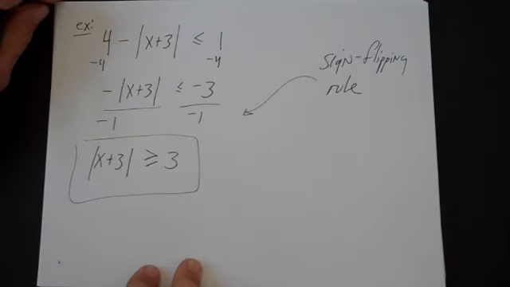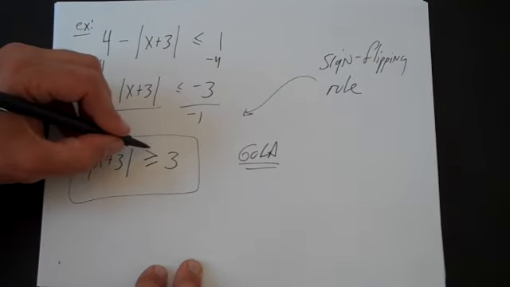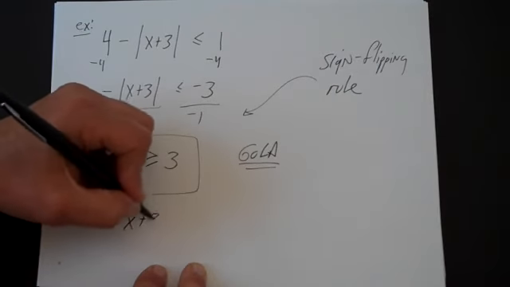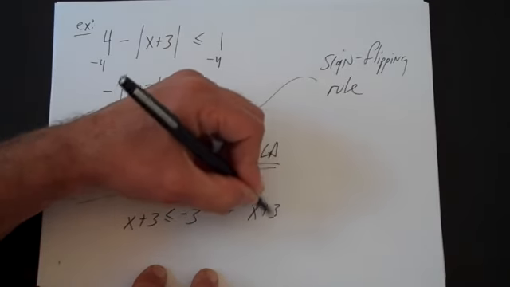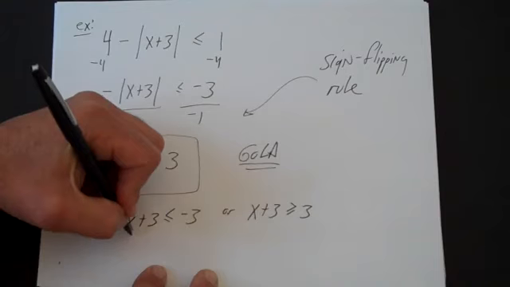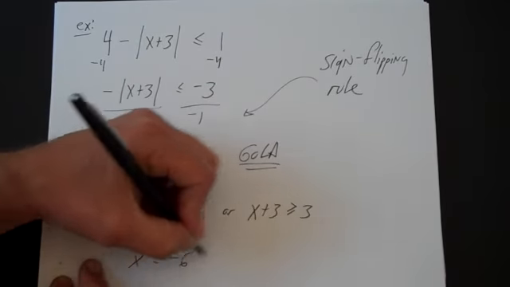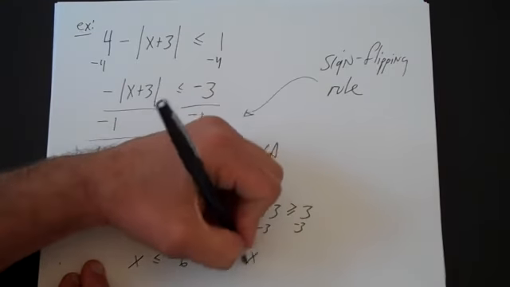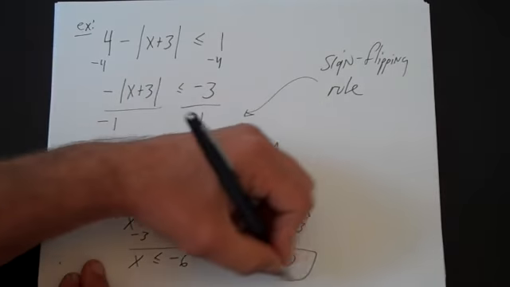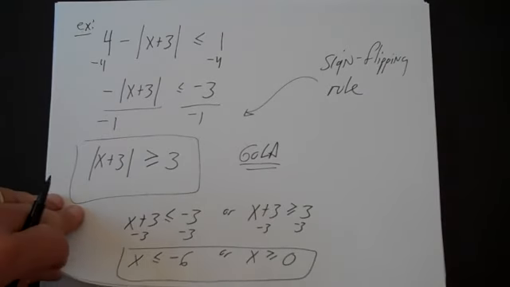Then you make it into either an OR or an AND problem. Greater or, less and. Greater than is going to be an OR problem. So that's x plus 3 is less than or equal to minus 3, or x plus 3 is greater than or equal to 3. And you simply solve both of these. That's x is less than or equal to minus 6, or, subtract 3 from both sides, it becomes 0. x is greater than or equal to 0. So your answer is x is less than or equal to minus 6, or x is greater than or equal to 0.